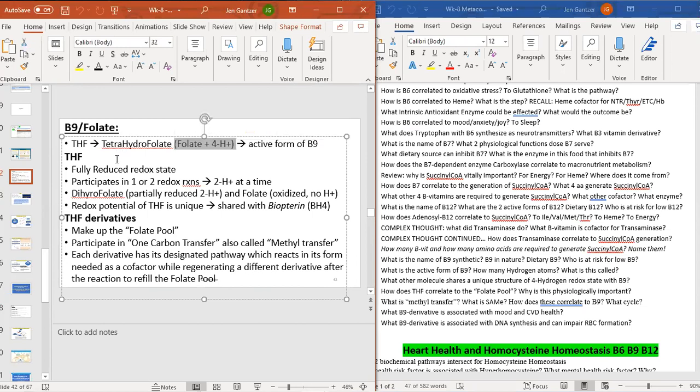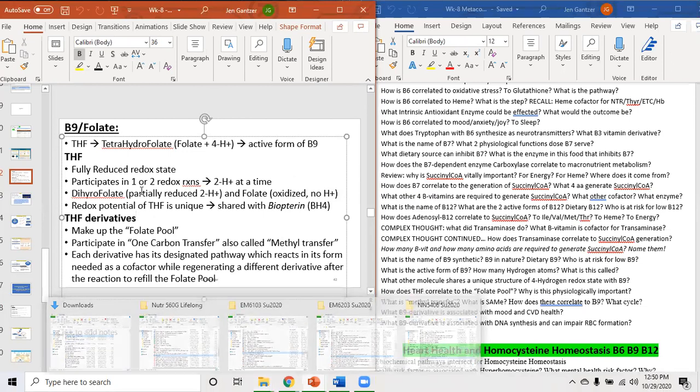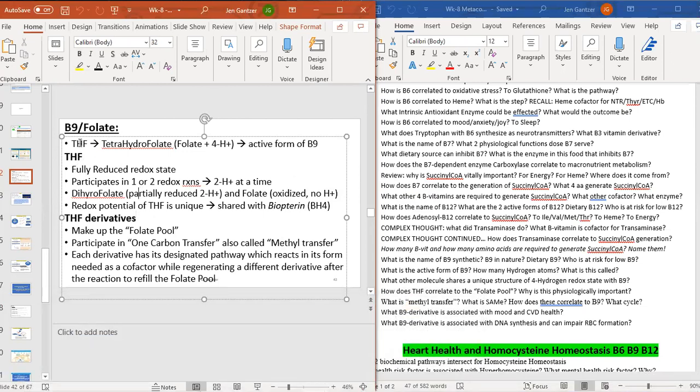No other molecule besides right here, biopterin, these two uniquely have the redox potential of 4 hydrogens. They lose them 2 at a time. So we learn that in more detail when we get into the protein metabolism. And right now, you need to recognize that the tetrahydrofolate is unique for 4 hydrogens. It's the active form of folate, and that unique property is shared with this, biopterin.